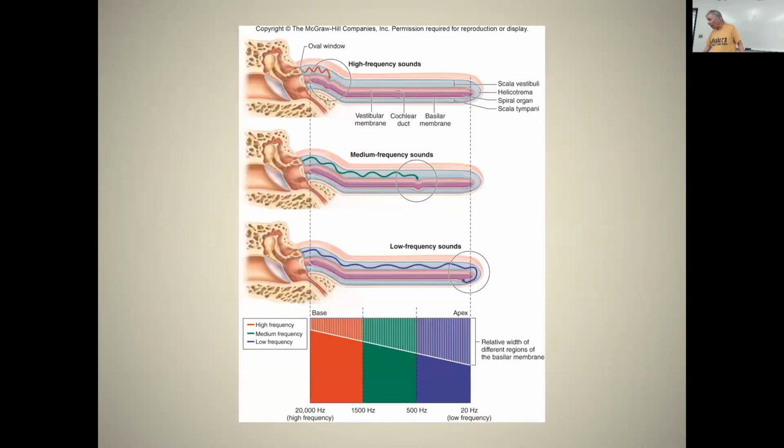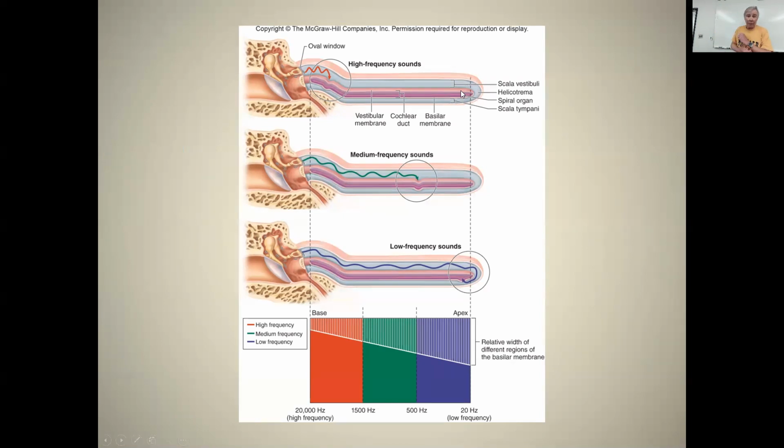So there's the basal membrane right there. High frequency sounds are coded around the base of the basal membrane. And that would be about 20,000, I think. Now, we have a range of frequencies we can hear. At the bottom right there, 20,000 hertz, which is cycles per second. That's our limit, a high pitch, all the way down to 20 hertz, 20 per second. And that is coded by the very distal end of the basal membrane.